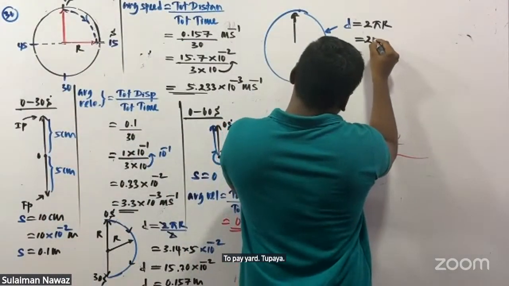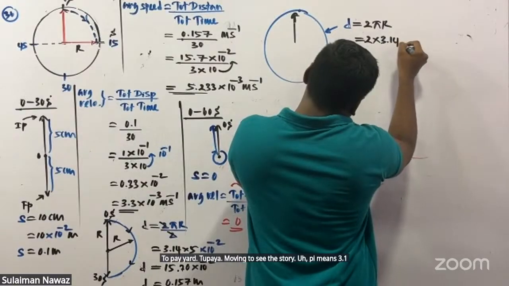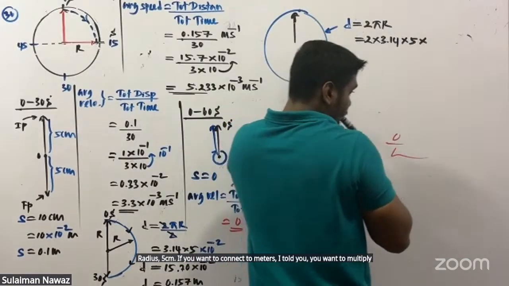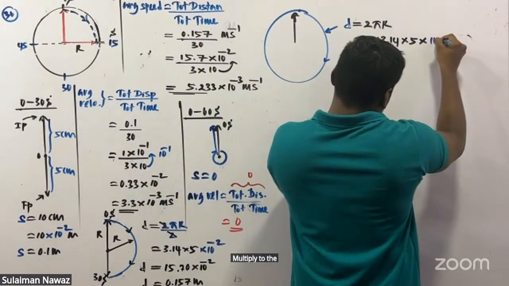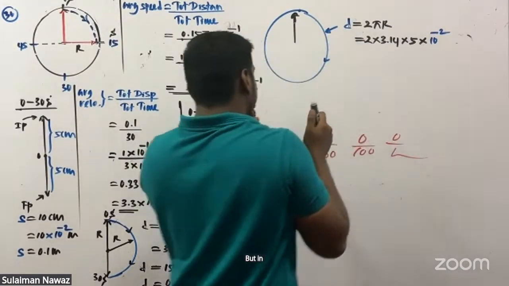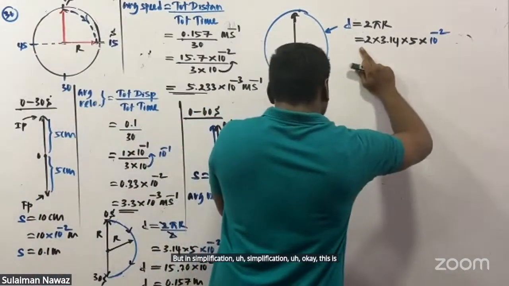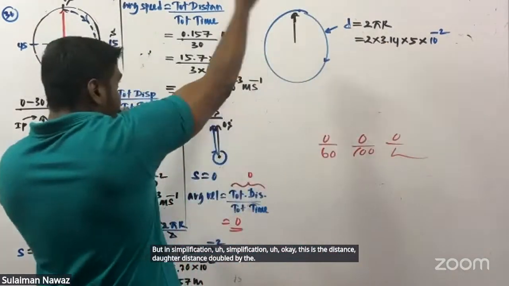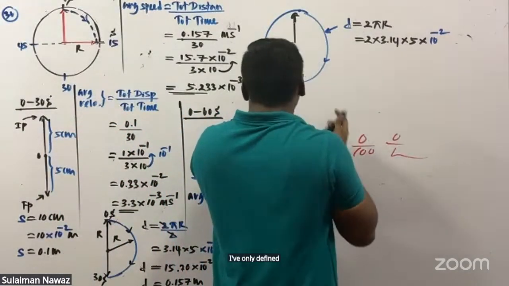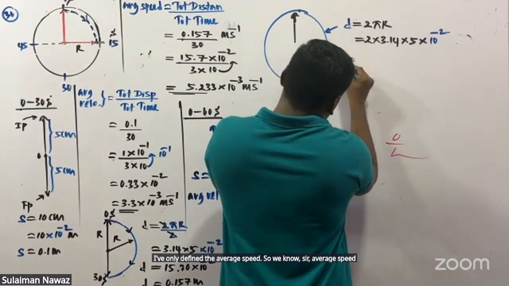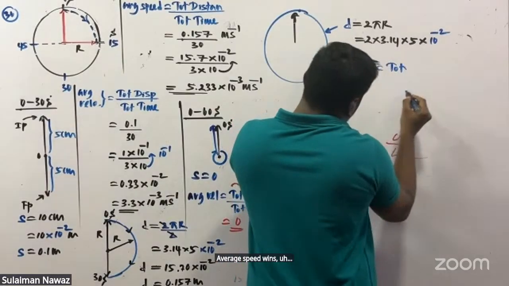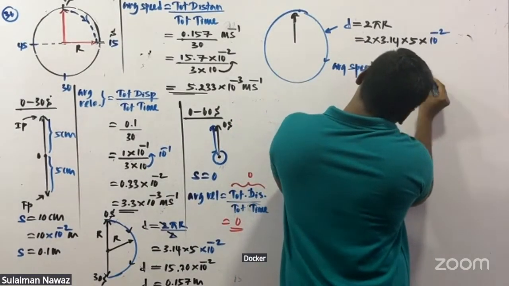2 into pi, which is 3.14, into radius 5 centimeters. To convert to meters, multiply by 10 to the power minus 2. Then simplification. This is the total distance traveled by the tip. The time taken is 60 seconds. I want to find the average speed, and average speed means total distance over total time.